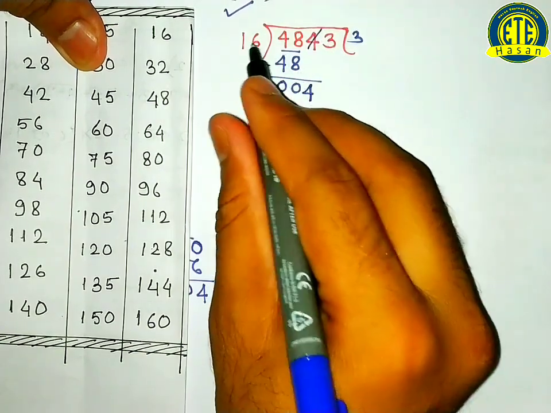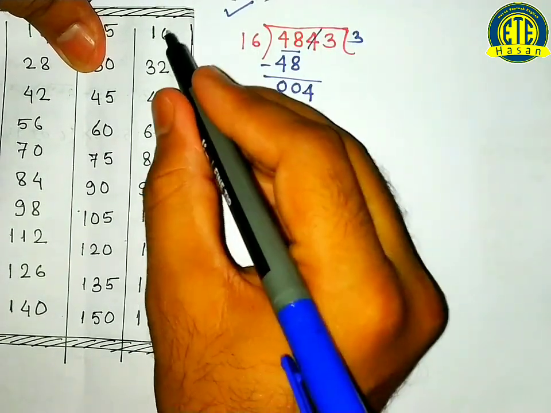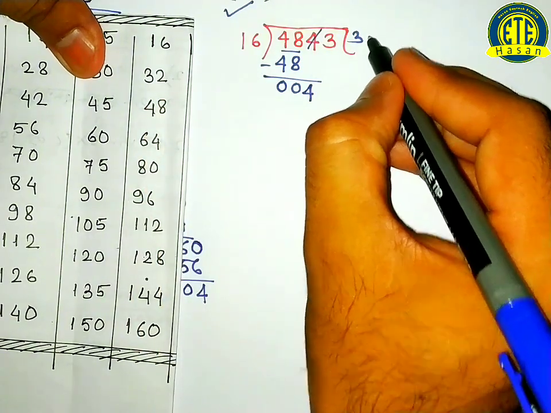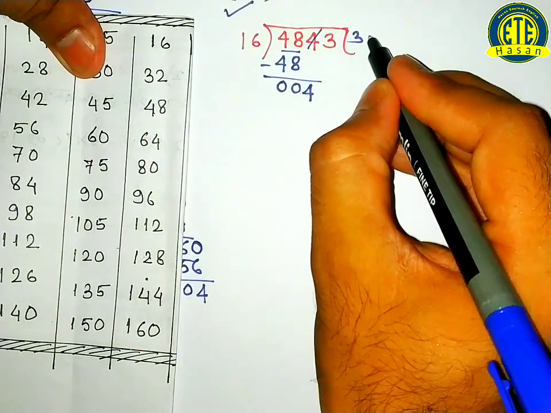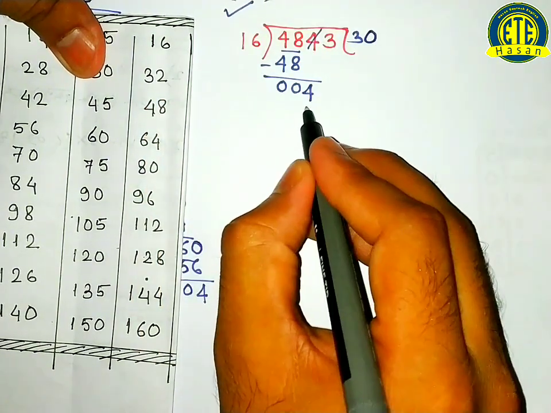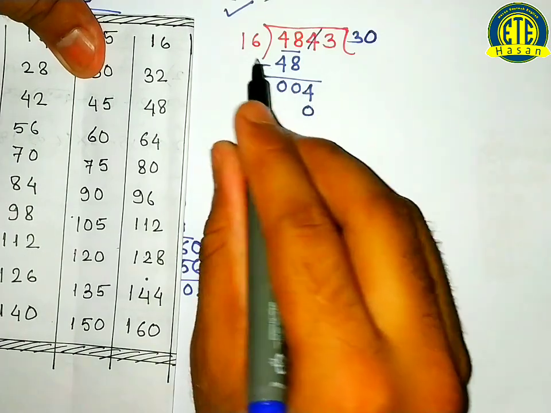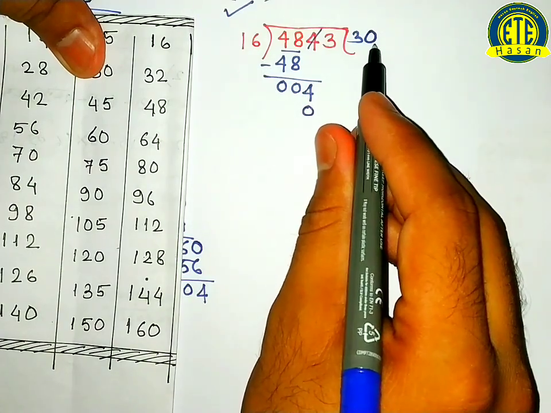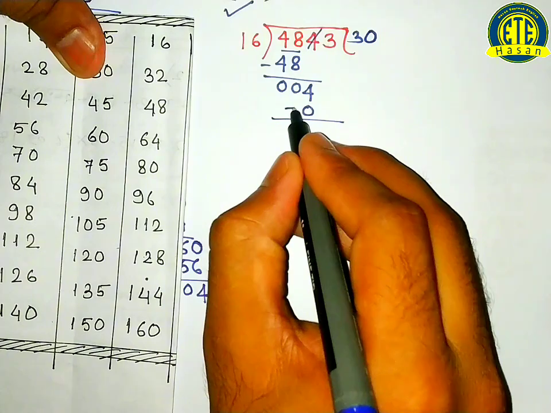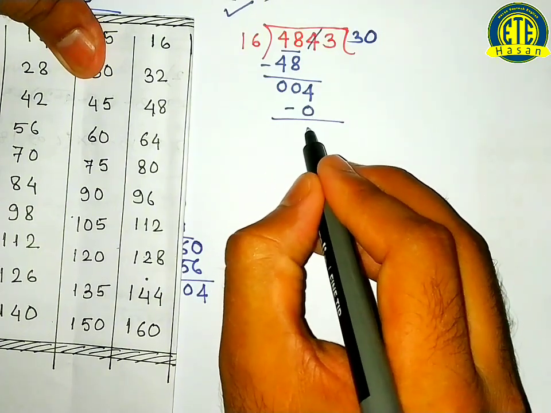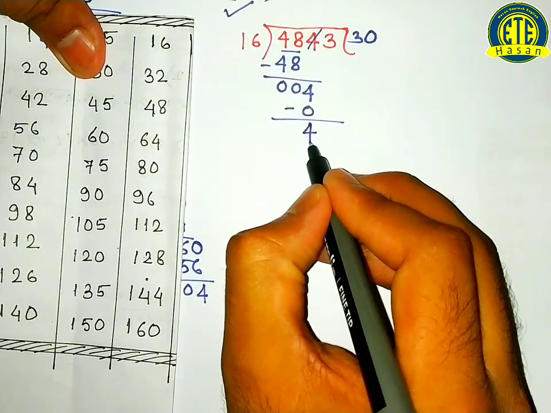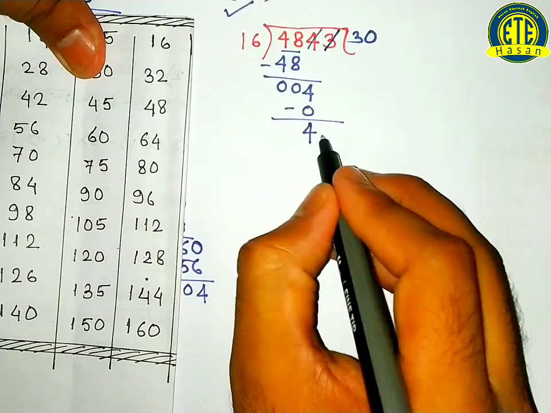4 here. Now count 16 up to 4 or below 4. Here is the 4. 16 1 is 16, which is greater than 4, so we have to count 0 times. 16 0 times will be 0. Now subtract it from 4. 4 minus 0 will be 4. After subtracting we have to write down our next number. Next number is 3. 3 is here.